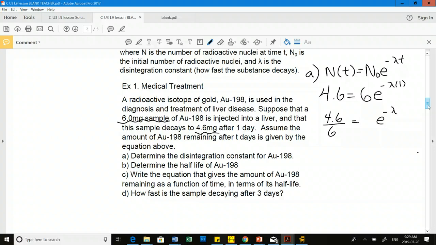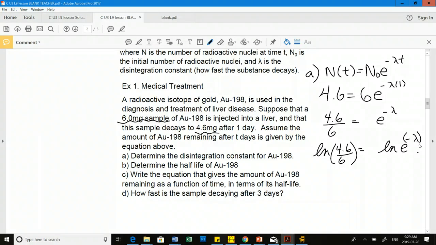log or the ln of both sides. Now when our base is e, we want to take the ln of both sides. But it will work if you take the log of both sides. It's just more efficient to take the ln of both sides, because then we have that ln of e that equals 1 later.